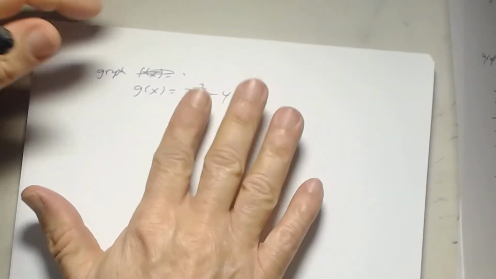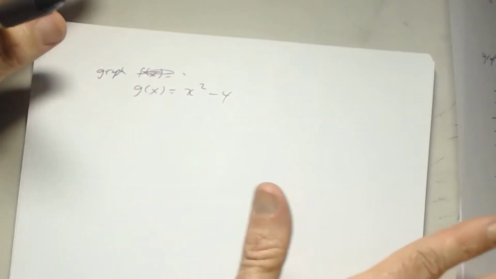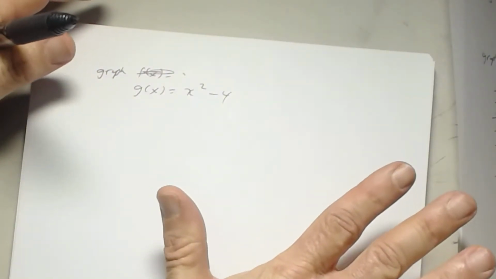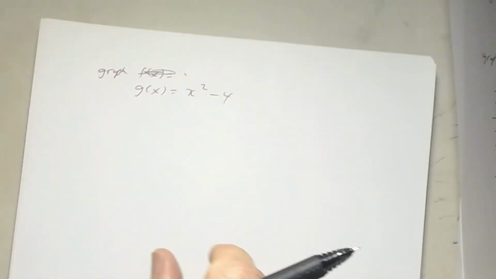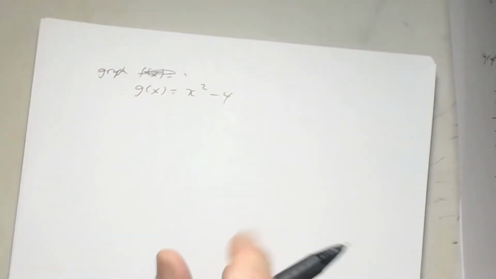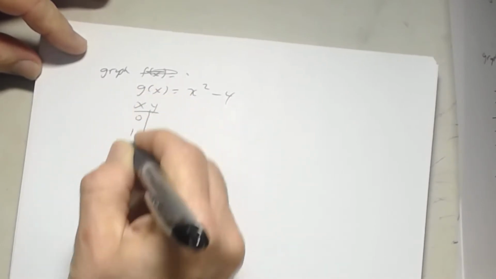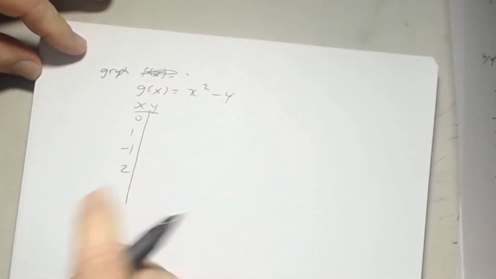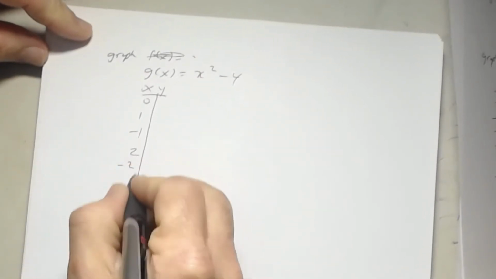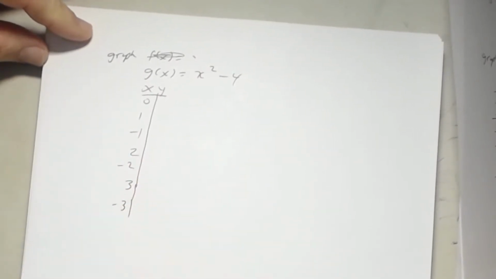So if I cover, you see that negative 4? It's on the outside of x squared, right? Okay. So since it's on the outside of x squared, your x values that you're going to use are going to be the same as the parent function. So you're going to say 0, 1, negative 1, 2, negative 2, 3, negative 3. All right?